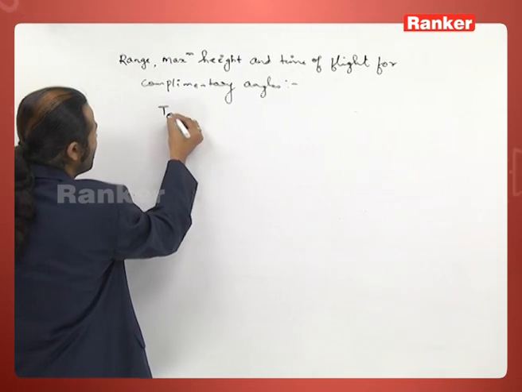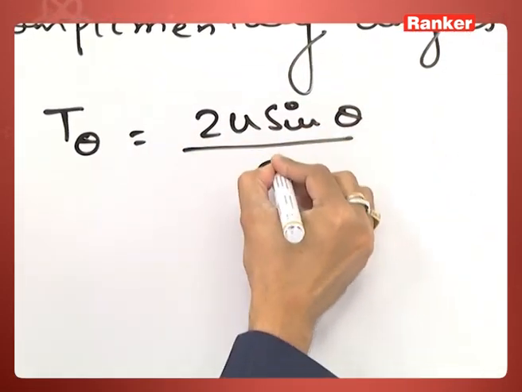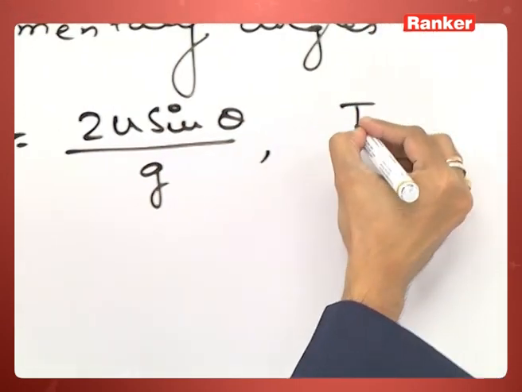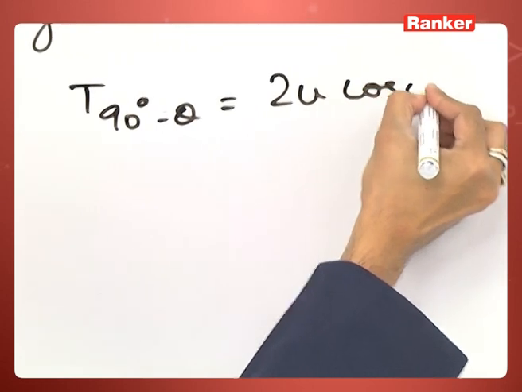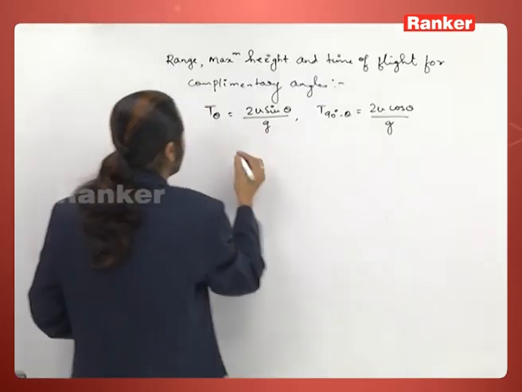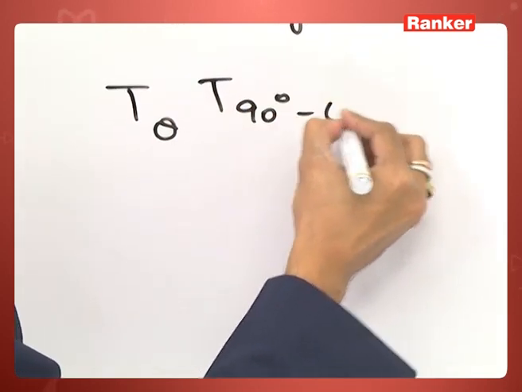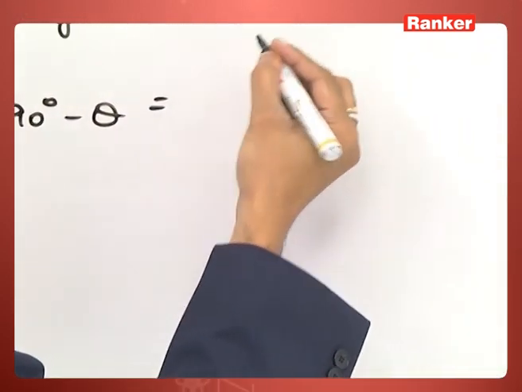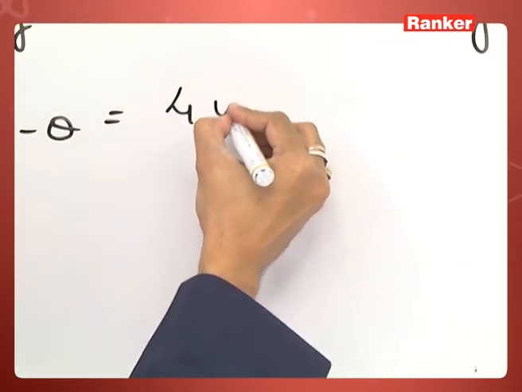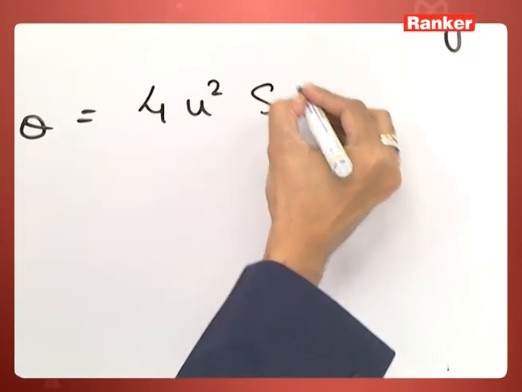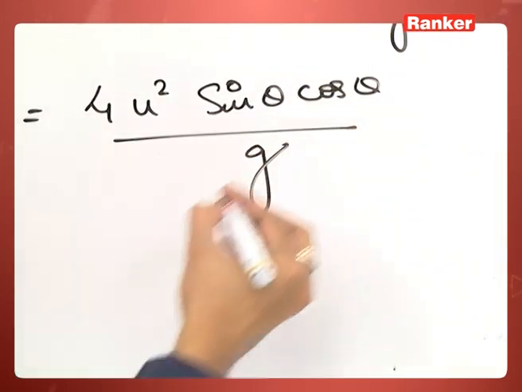T of theta is equal to 2u sine theta by g. T of 90 degree minus theta is equal to 2u cos theta by g. So I multiply this, t of theta into t of 90 degree minus theta is equal to 2 into 2, that becomes 4u square sine theta cos theta by g into g.